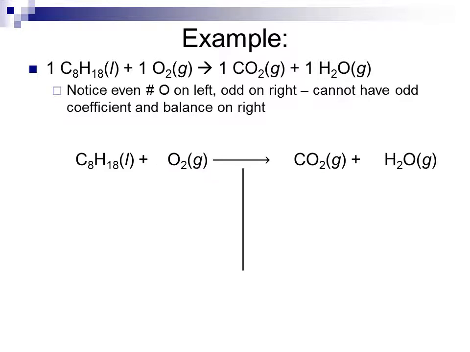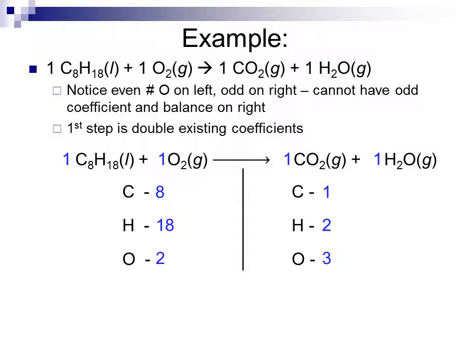If we write out our formula, set it up, put down our elements, there is carbon, hydrogen, and oxygen in this reaction. With starting coefficients of 1 for each of our compounds, we have 8 carbons on the left and 1 carbon on the right, 18 hydrogens on the left and 2 on the right, and 2 oxygens on the left and 3 on the right. Now, as we said, we cannot have an odd coefficient for water.